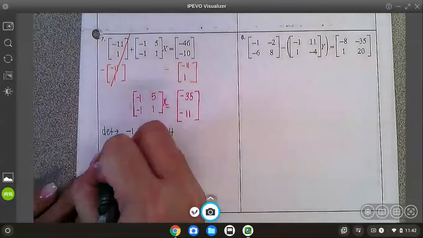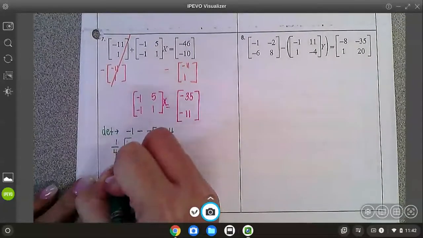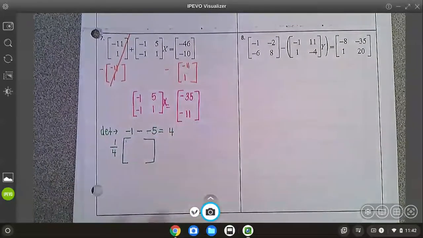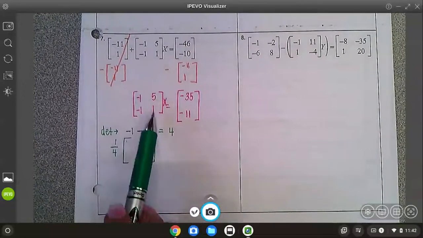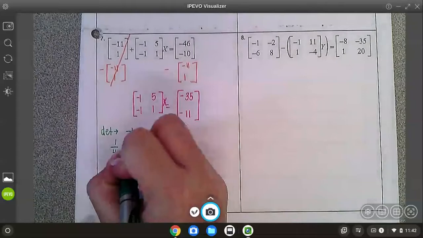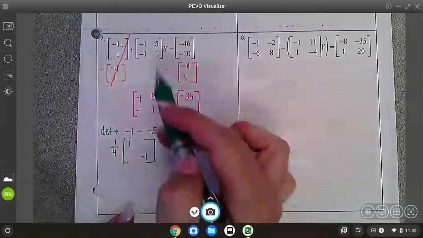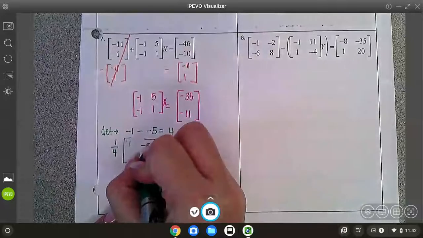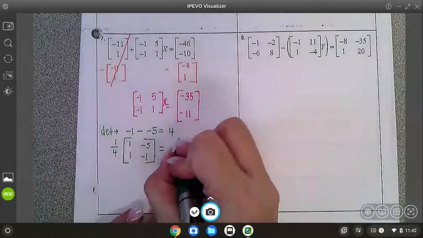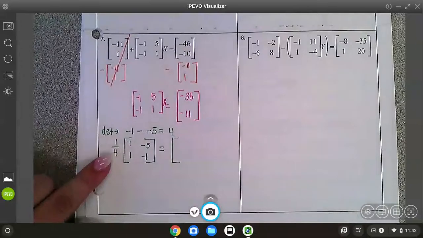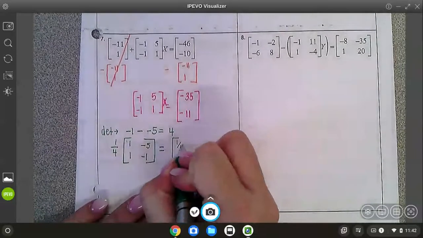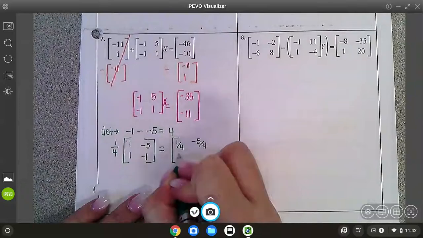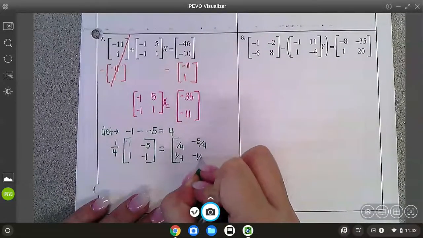And then for the inverse, we have to do 1 over 4 times this matrix. So our A and D switch places. So the 1 and the -1 switch places. These switch signs. So -5, +1. And then we distribute, so it becomes 1/4, -5/4, 1/4, -1/4.